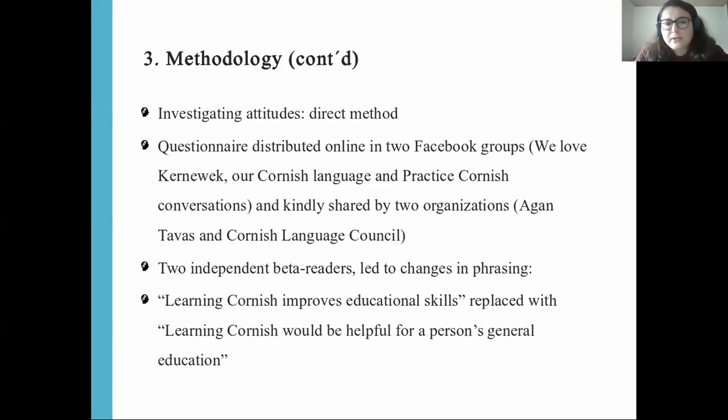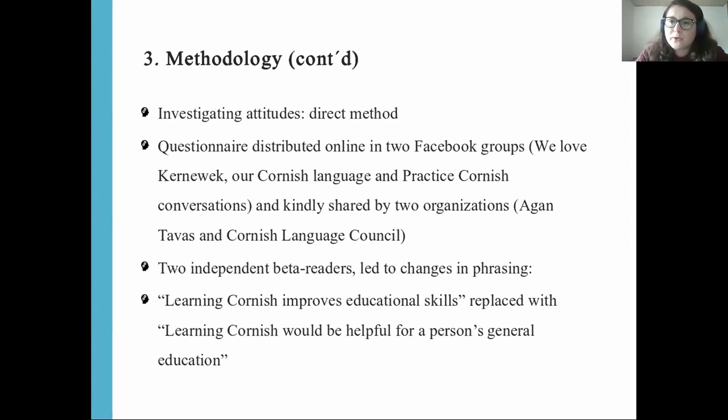So for example, in the 2013 Cornwall Council study, they said "learning Cornish improves educational skills," which was found by my beta readers to be too vague, because what are really educational skills? So I decided to replace that with "learning Cornish would be helpful for a person's general education," so as to somehow indicate what I want my participants to think about when they're answering the questions.